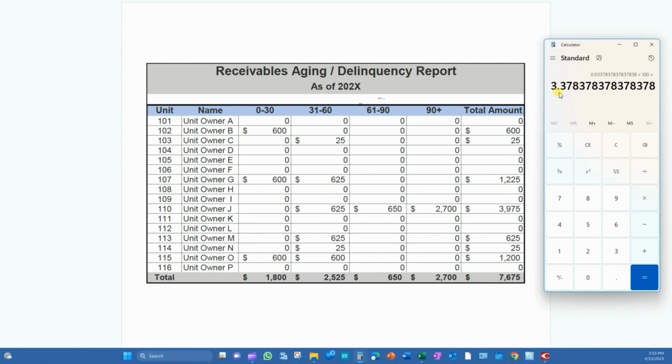Under normal circumstances in a stable economy, a 5% delinquency rate is the industry standard for condo associations. A delinquency rate of 10% or more is cause for concern. During the economic downturn in 2008, delinquency rates of 40 to 60% were common for many condo associations in South Florida. And finally, we'll end the tutorial with the accounts payable report.